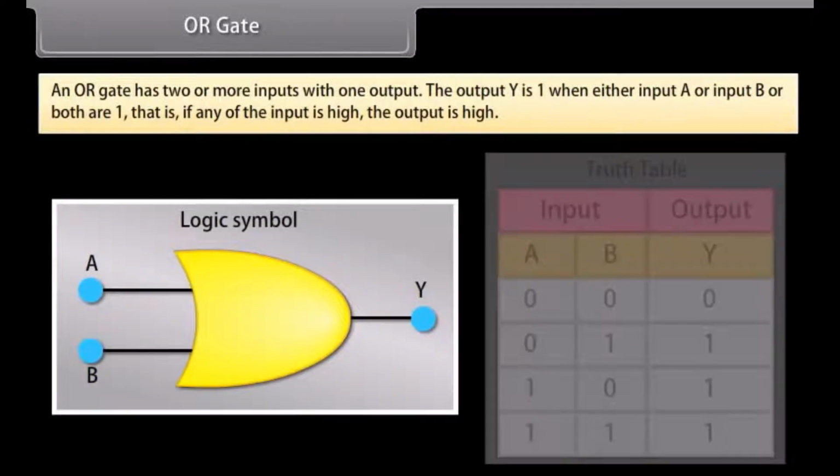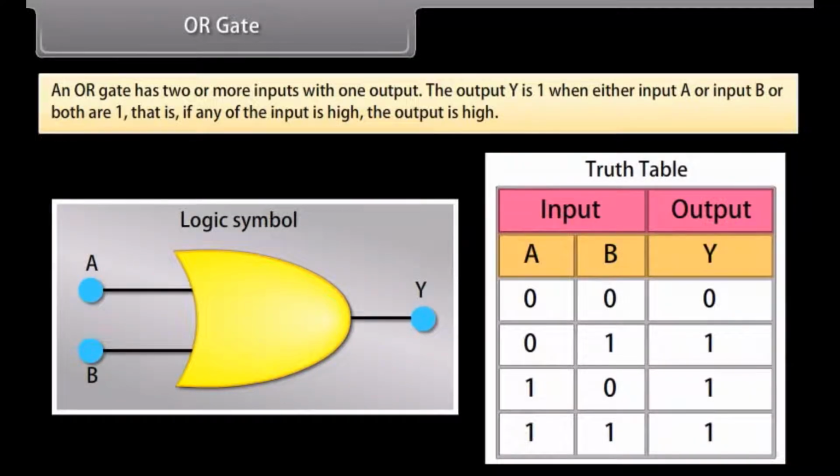OR gate. An OR gate has two or more inputs with one output. The output Y is 1 when either input A or input B or both are 1. That is, if any of the inputs is high, the output is high.